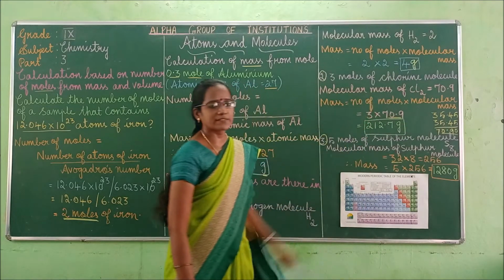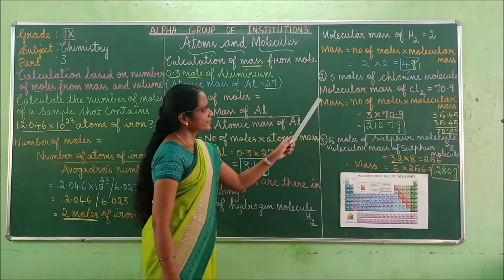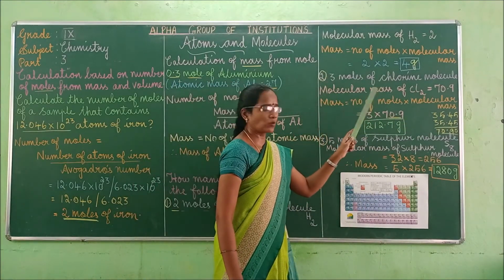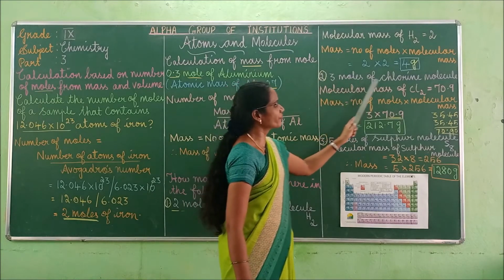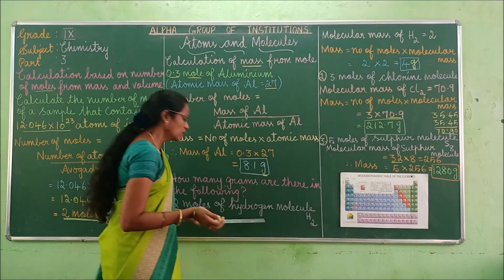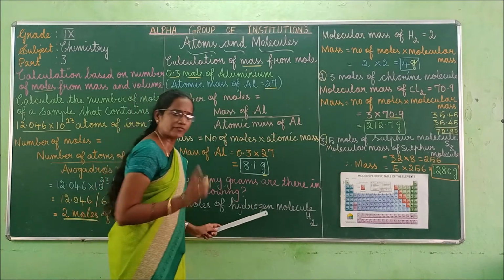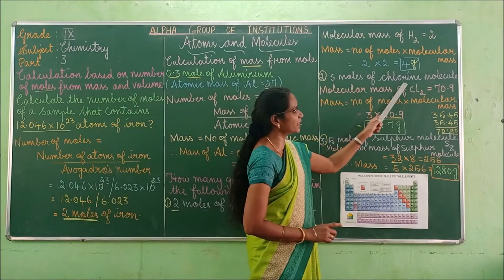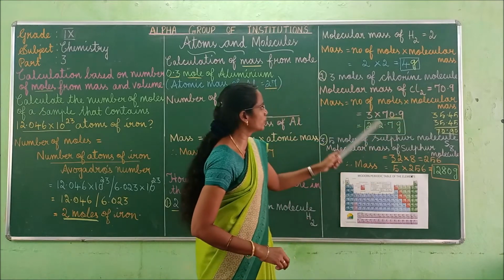Right. So this is the answer. Next question, the same thing only: 3 moles of chlorine molecule. Here only the molecule is differing. In the first problem we saw the hydrogen molecule; second, we are going to see the chlorine molecule, right?